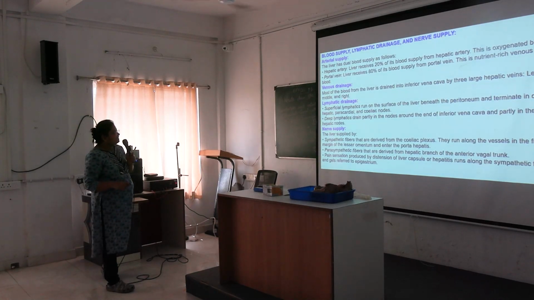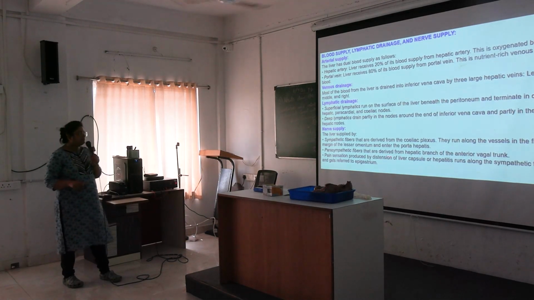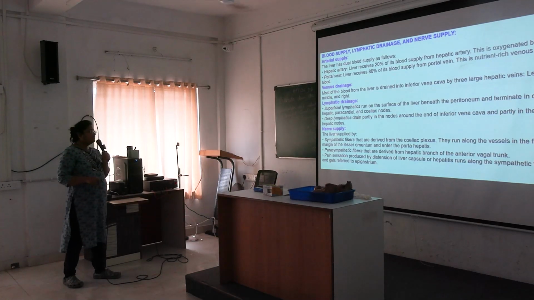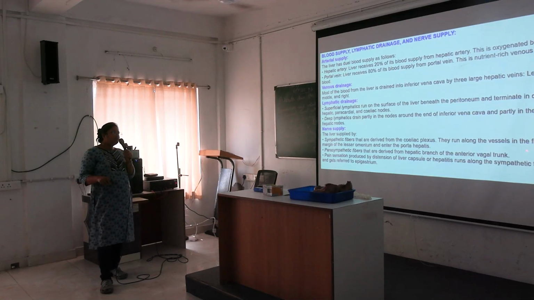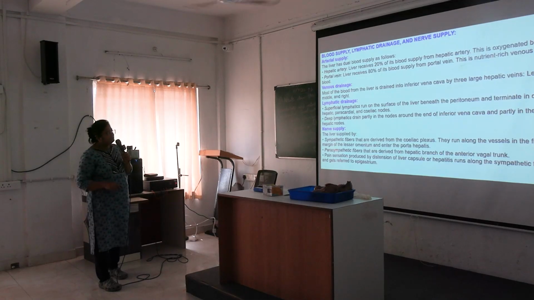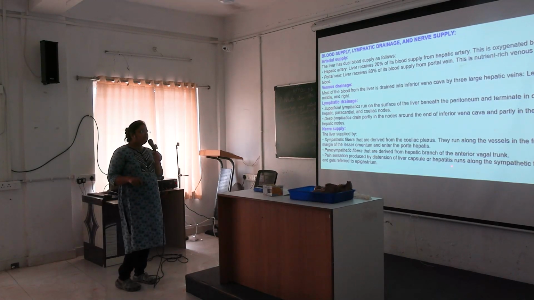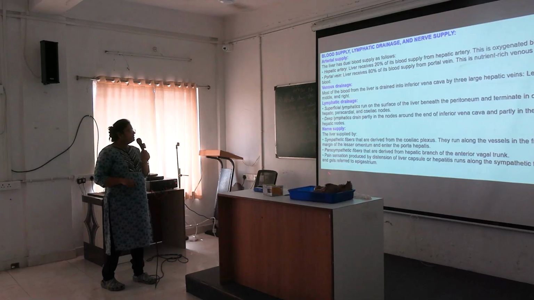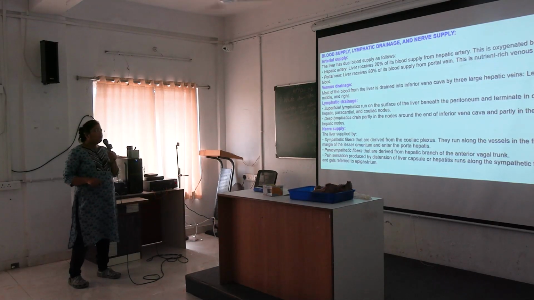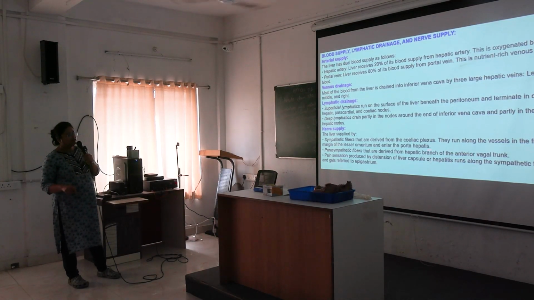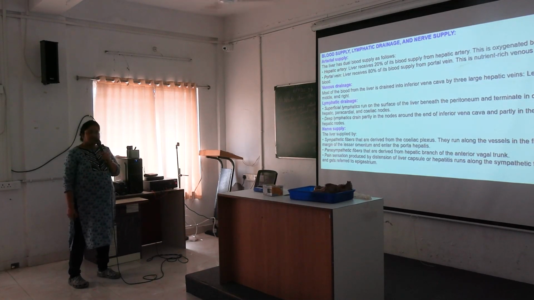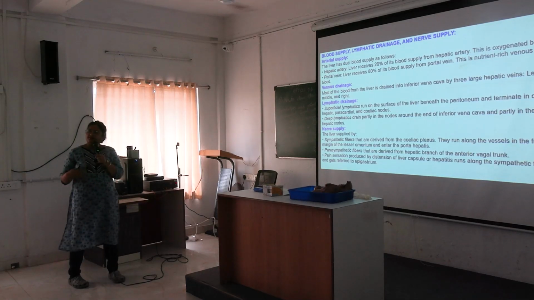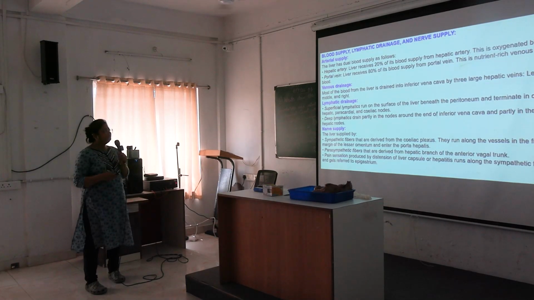And nerve supply, liver is supplied by sympathetic fibers and parasympathetic fibers. Sympathetic fibers are derived from the celiac plexus and they run along the vessels in the free margin of lesser omentum and enter the porta hepatis. And parasympathetic fibers are derived from hepatic branch of anterior vagal trunk. And pain sensation produced by distension of liver capsule or hepatitis runs along the sympathetic fibers and gets referred to the epigastrium. Okay, so liver pain is referred to the epigastrium region.